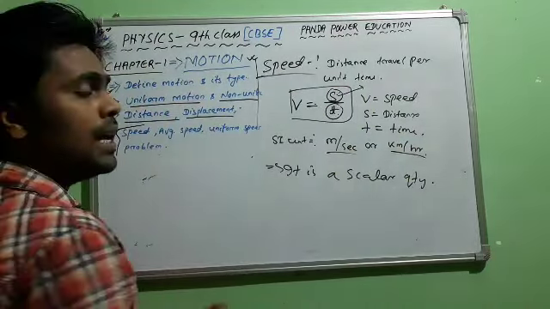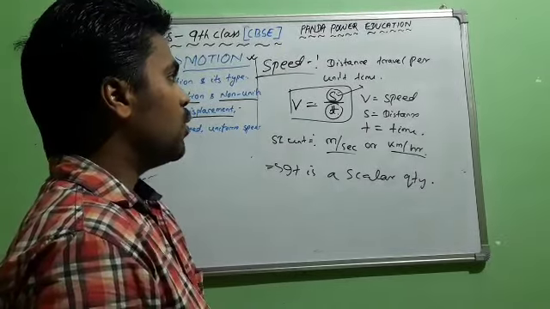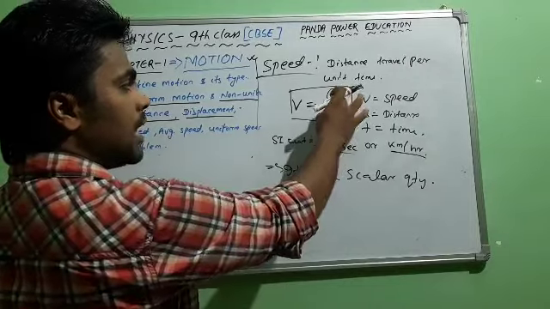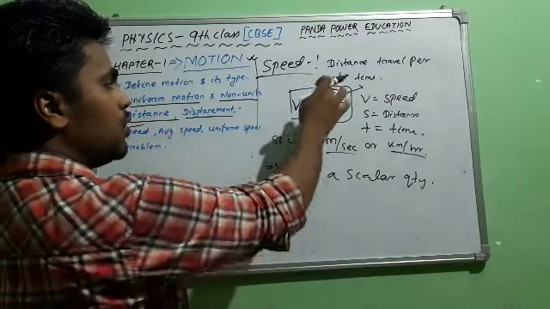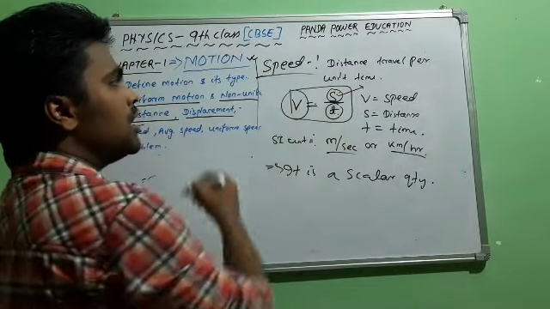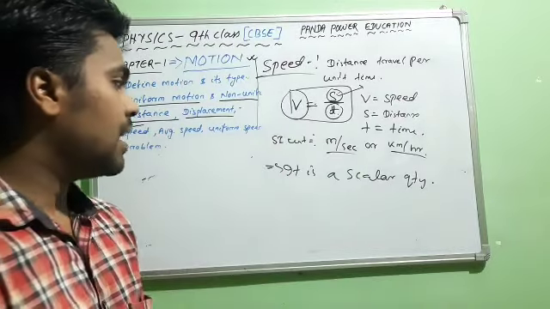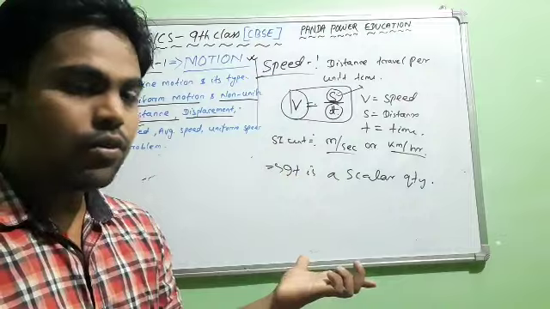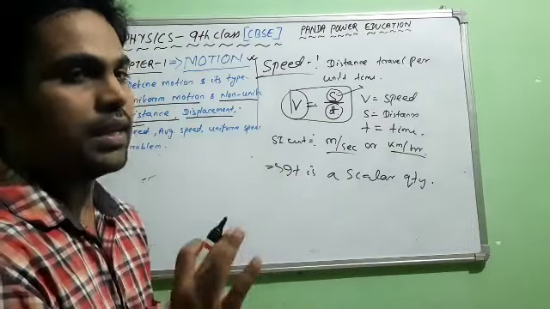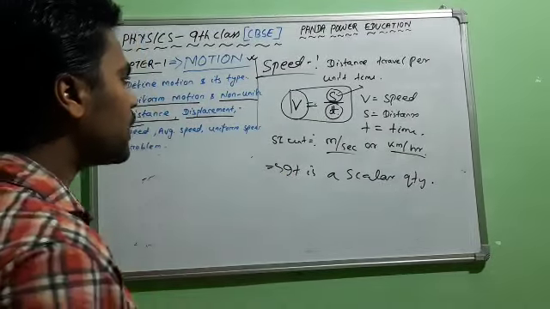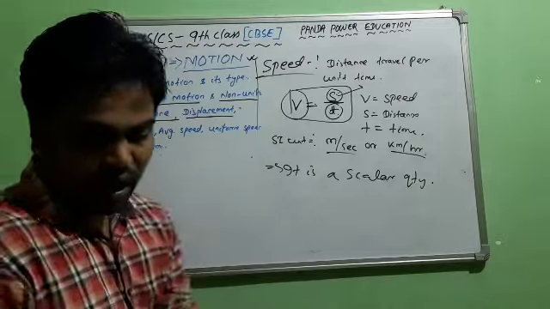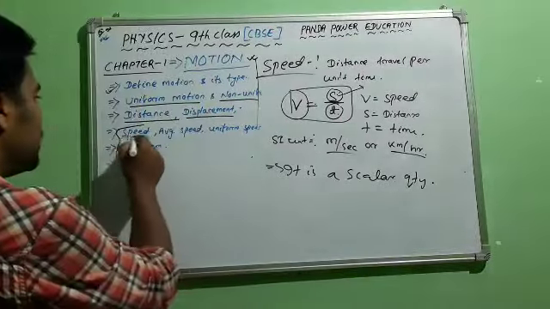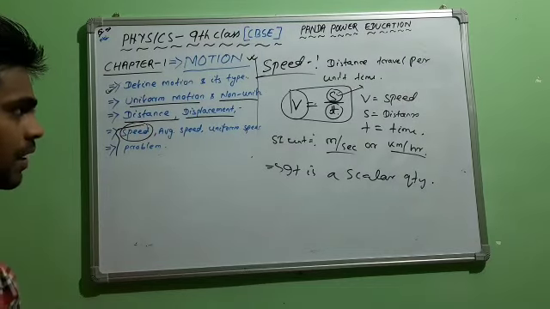Then it is a scalar quantity. Why is it called a scalar quantity? Because distance is a scalar quantity, and time is also a scalar quantity. So that's why speed is a scalar quantity. Scalar quantity means it has only magnitude and no direction. Got it? So this one is the speed.